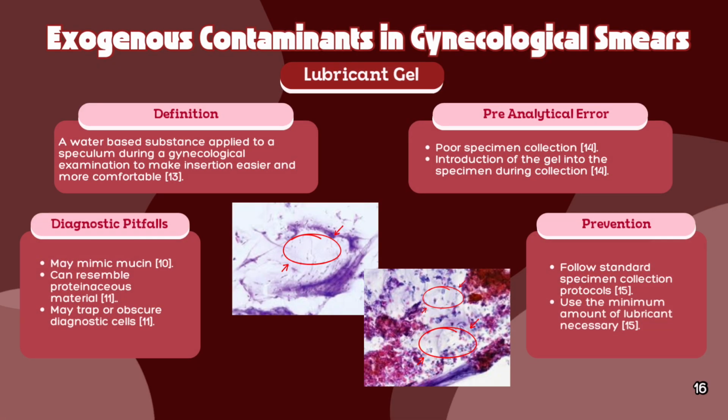Lubricant gel is a water-based substance applied to the speculum during sample collection. If it is used too much, it can be introduced into the specimen during collection, making it a pre-analytical error. The main diagnostic pitfall is that lubricant gel may mimic mucin, proteinaceous material, and even trap or obscure important diagnostic cells. To prevent this, healthcare professionals should follow standard specimen collection protocol and use only the minimum amount of lubricant necessary.